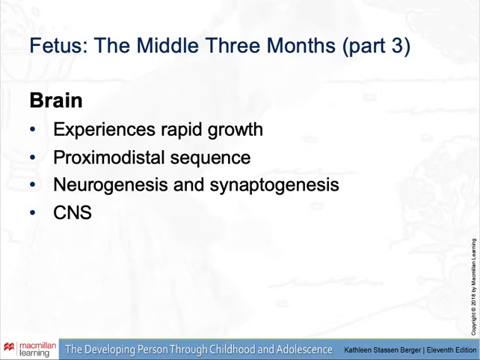All right, moving on to the brain. During this middle 3 months, the brain experiences rapid growth. The brain grows up to 500,000 brain cells per minute, which are created at peak growth during mid-pregnancy. This follows the proximodistal sequence from brainstem to midbrain to cortex. It develops many new neurons, neurogenesis, and synapses, synaptogenesis. And it begins to regulate basic bodily functions as the entire central nervous system becomes responsive.